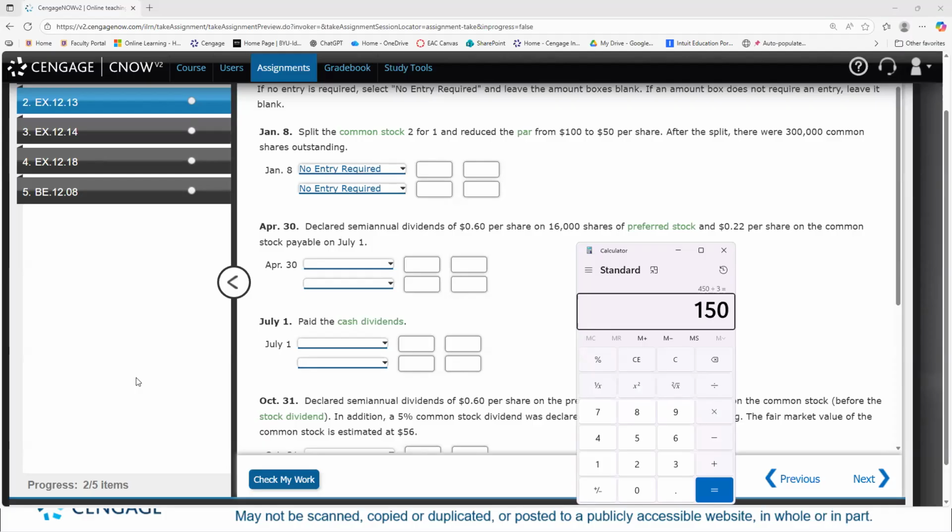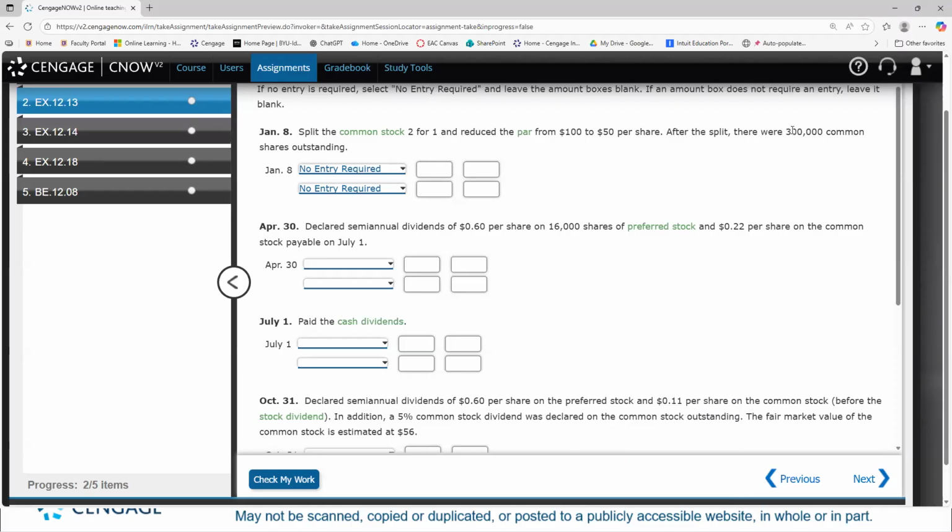And then it tells us 22 cents per share on the common stock. And we have to look up above here where it tells us that there were 300,000 common shares outstanding after that split. Okay. So we're going to do 300,000 shares of common stock times, how much did it say? 22 cents per share. What is that? 66,000. So that would be the dividend on the common stock. We add those two together, that gives us the total amount of the dividend, which is what, 75.6?